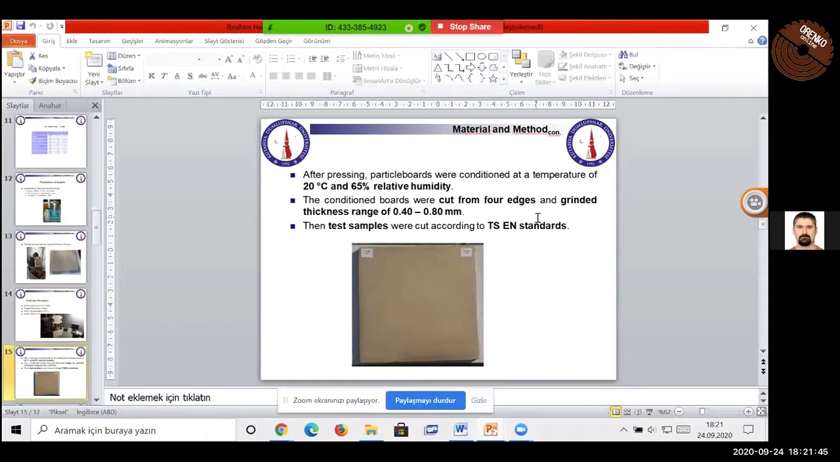After pressing, particle boards were conditioned at a temperature of 20 degrees Celsius and 65% relative humidity. And the conditioned boards were cut and sanded to a thickness range of 0.40 and 0.80 millimeters. Then test samples were cut according to the TS EN standards.